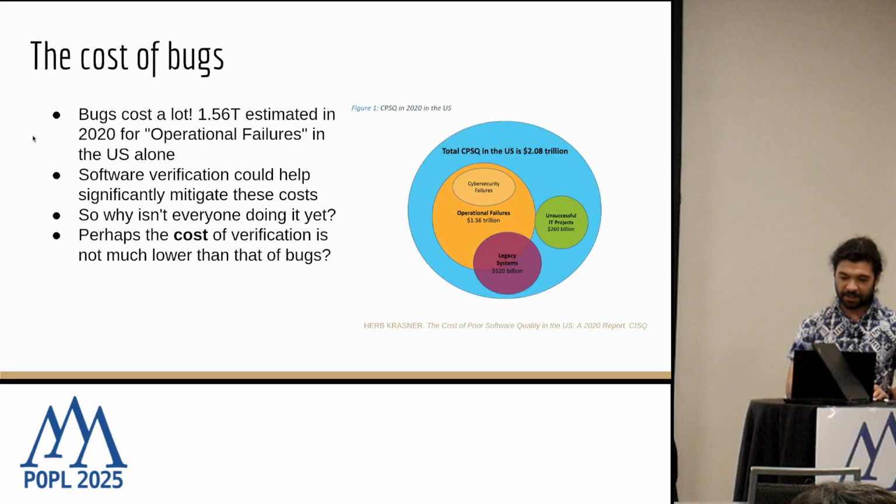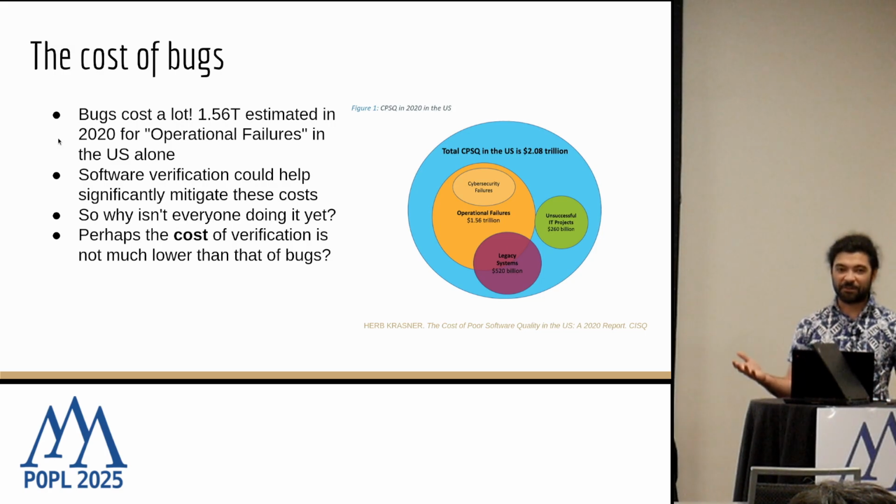Okay, so I think we all know that bugs cost a lot of money, and it seems like they cost a really surprising amount of money if you've seen these reports on the cost of software quality. There are some estimates of like 1.5 trillion in 2020, for example, in the US.